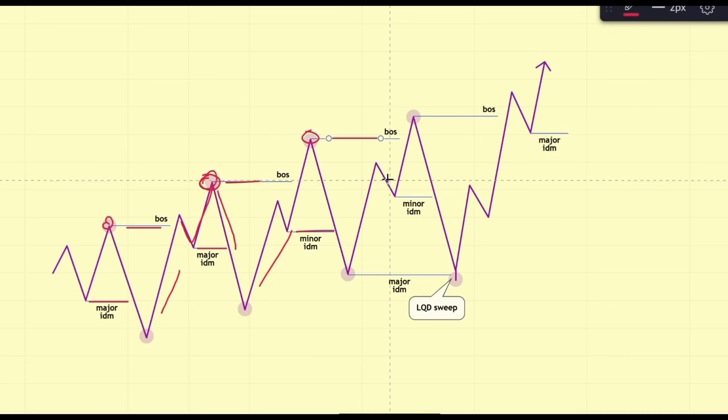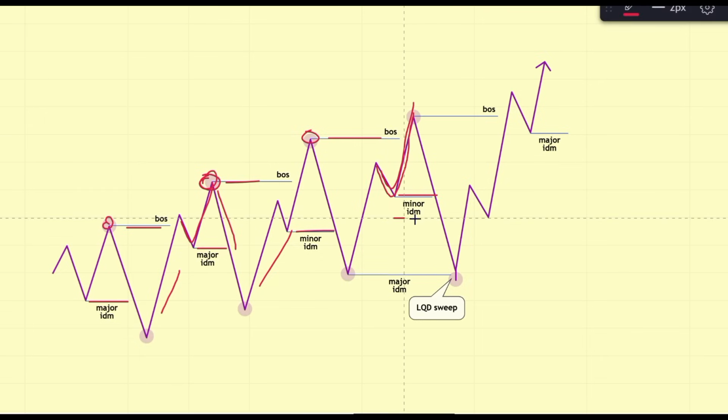But now here, this is what I wanted to showcase. Right here you can see price created a minor inducement, and so this here is a valid pullback, and the liquidity resting below here is what we call the minor inducement, because this pullback was formed before the break of structure. So this here is the minor inducement.